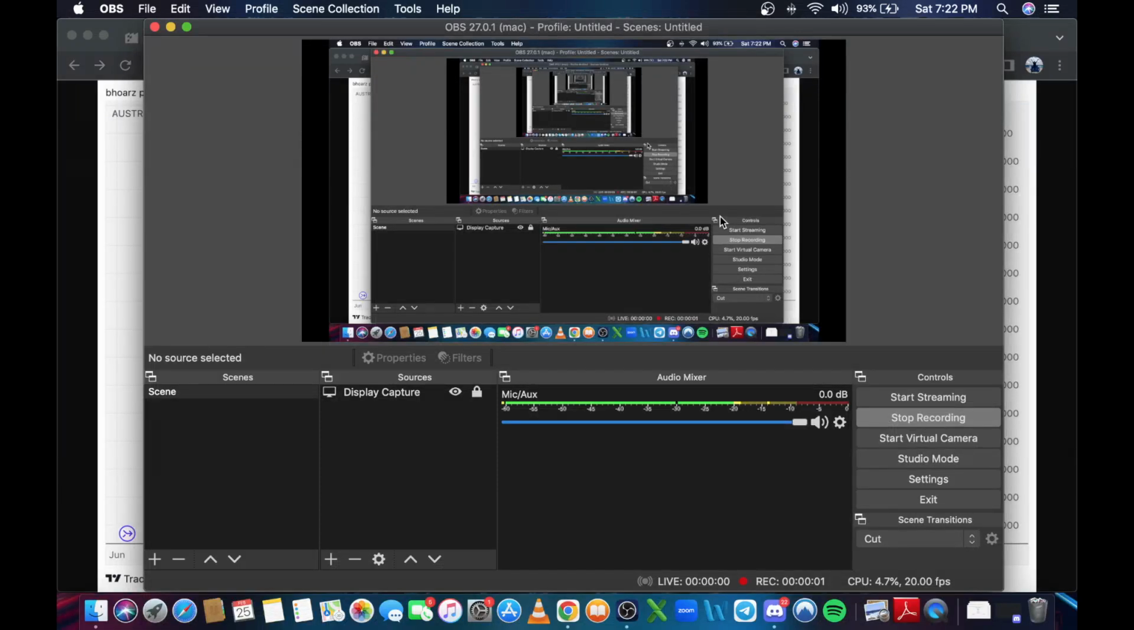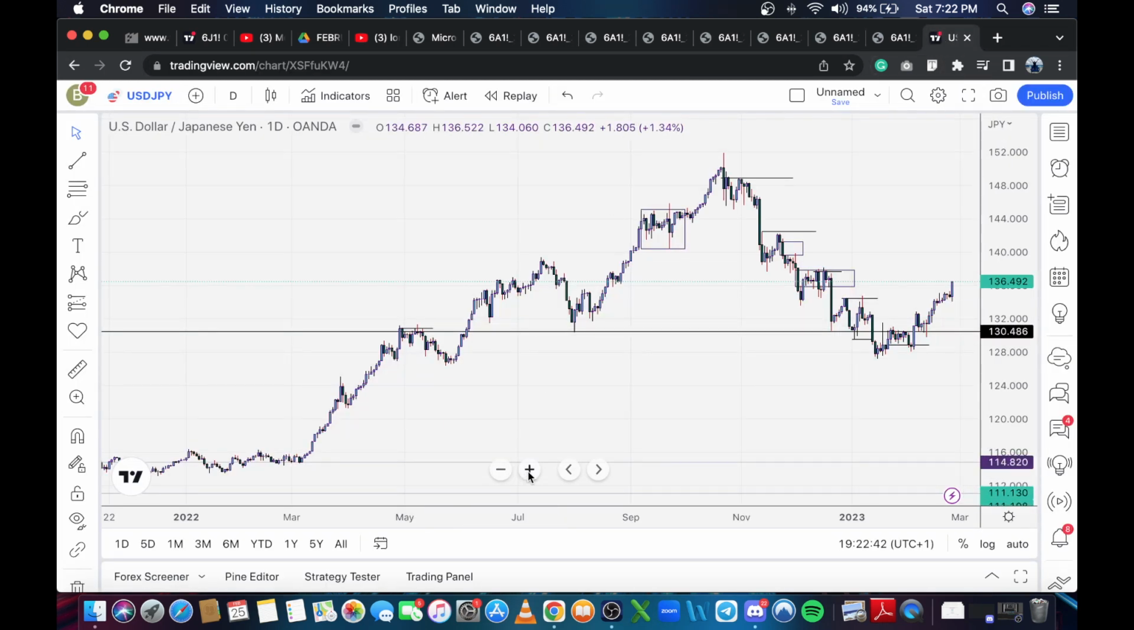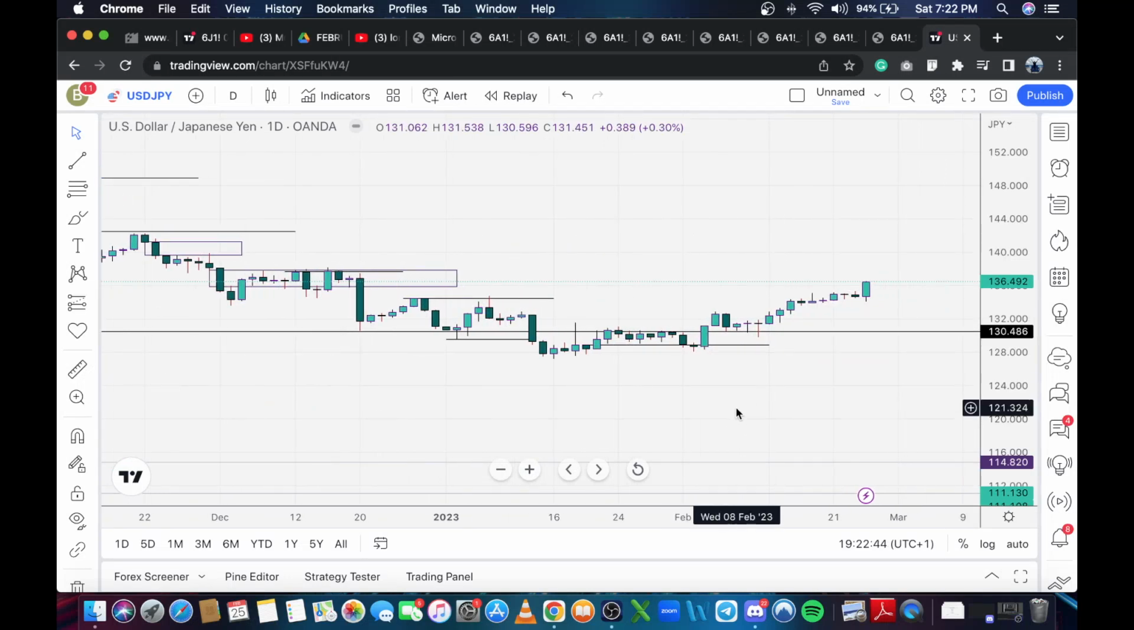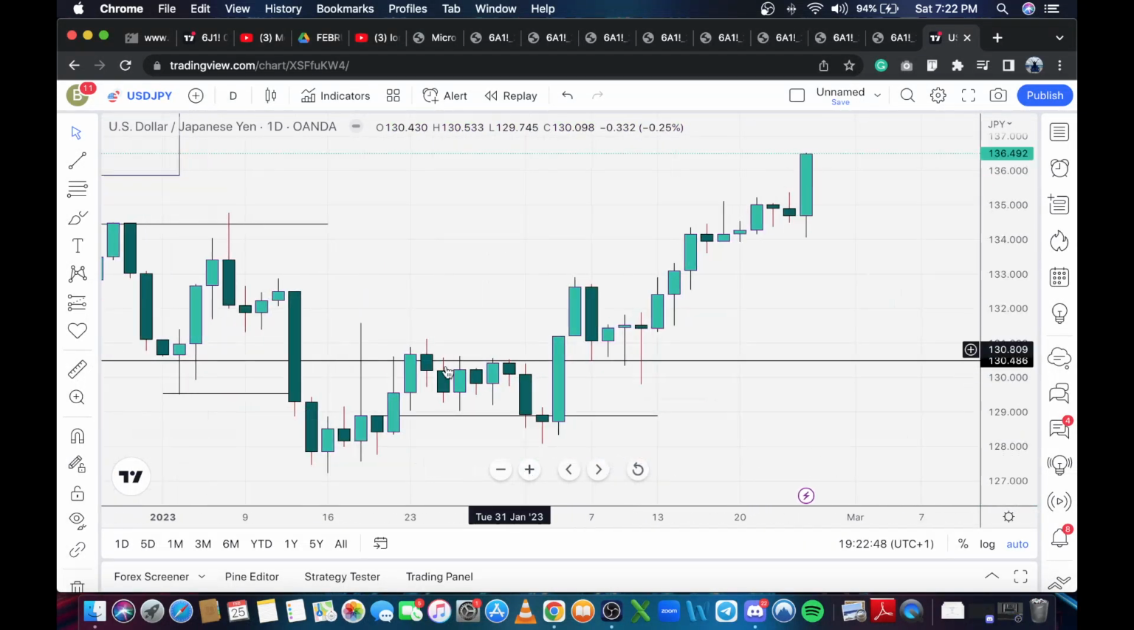Alright guys, welcome back to lesson 3 where we're talking about market maker conditioning and basic elements of trade setup. We're going to continue from where we left off, where we were talking about consolidation. I said we're going to measure the range of the old example we used in the last lesson, which is this consolidation.